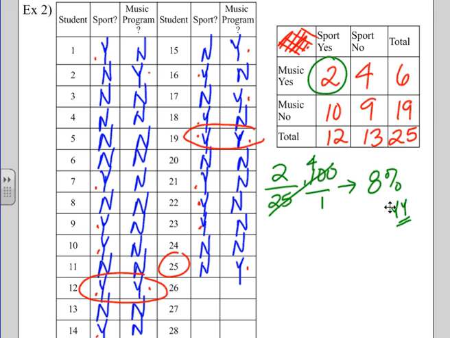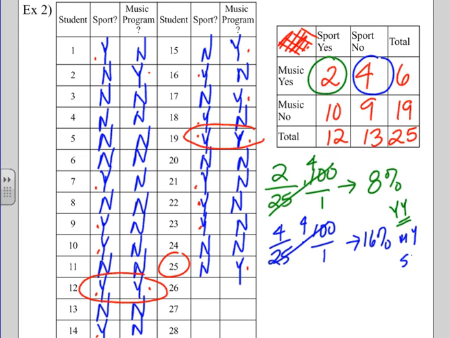What about those who don't play a sport but are in music? So no to sport and yes to music. So we'll take a look at that number of people here, and I'm going to do it in blue. We had 4 out of 25 people who said yes to that. And if we do some reducing, 4 times 4 is 16. So we had 16% who said music yes, but sports no.